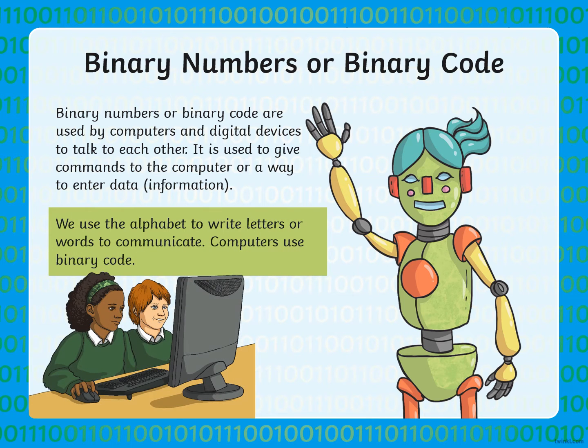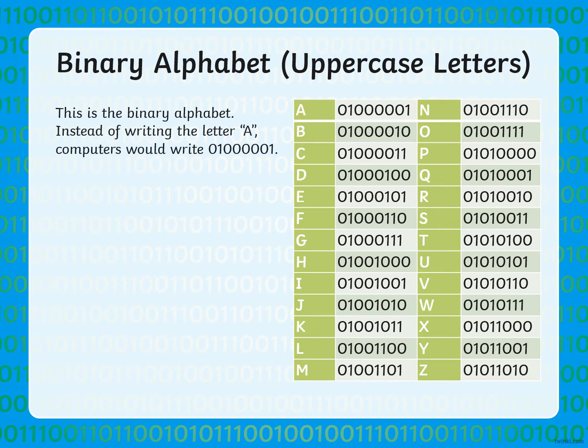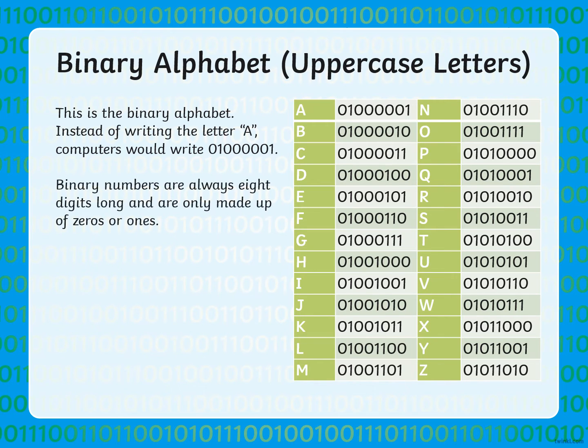We use the alphabet to write letters or words to communicate. However, computers use binary code. This is a note of the binary alphabet. This binary alphabet means that instead of writing the letter A, computers would write numbers. For example, A would be represented as 01000001 and so on. Binary numbers are always 8 digits long and are only made up of zeros and ones.